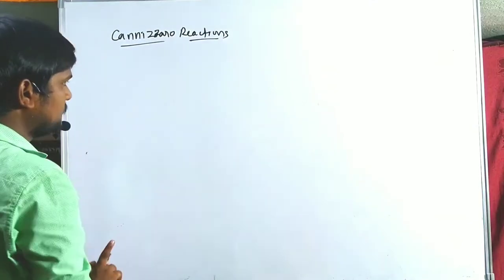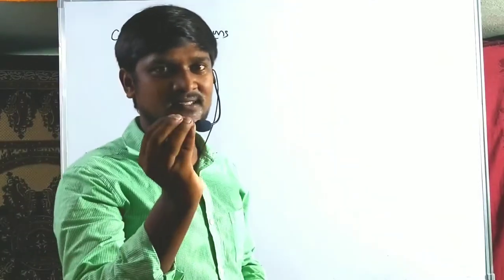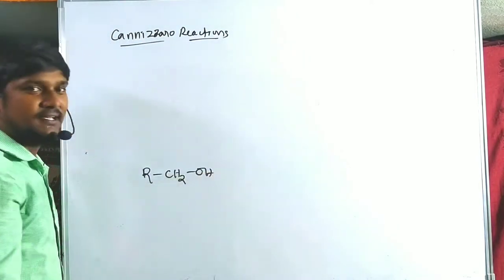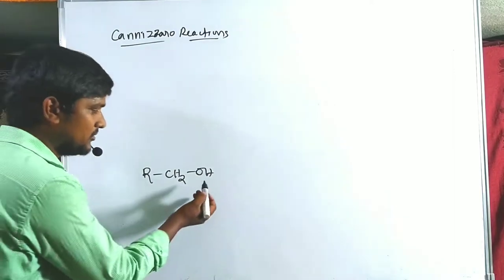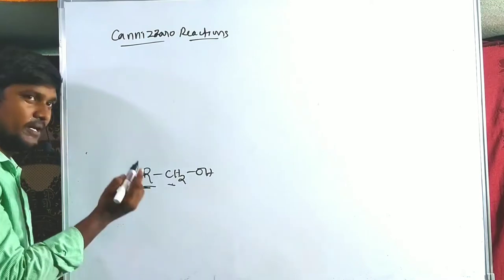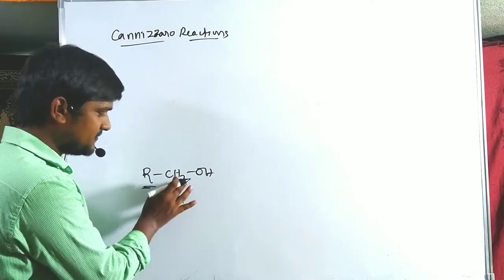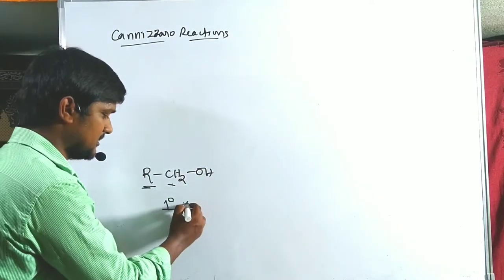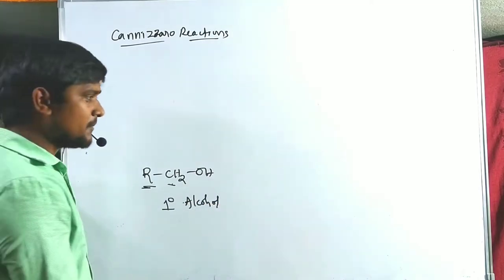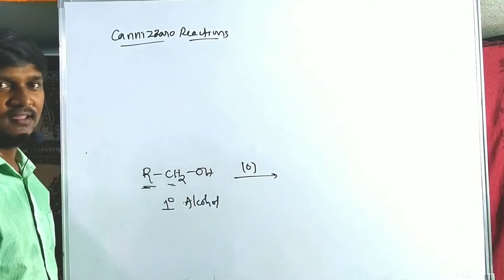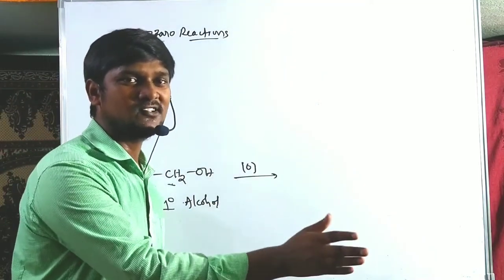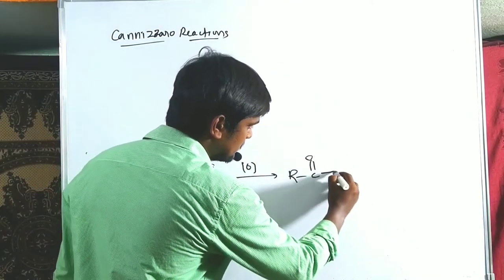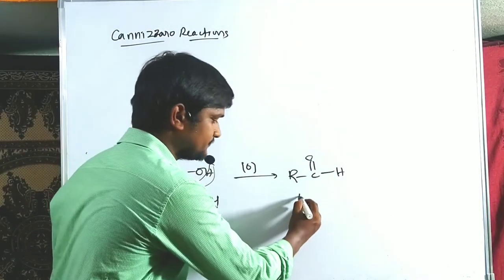Before going to the reaction, we have to discuss some basic points of organic chemistry. Here it is alcohol. An alcohol whose carbon is attached to only one carbon is called a primary alcohol. If the carbon is attached to two alkyl groups, it is secondary. With three, it is a tertiary alcohol. Here it is a primary alcohol. Whenever a primary alcohol is oxidized, oxidation means either addition of oxygen or removal of hydrogen. Here two hydrogens are removed and it forms the aldehyde.